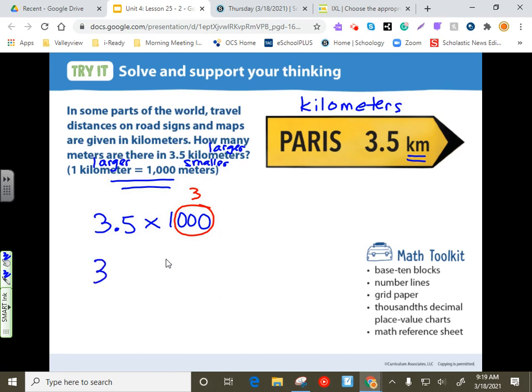So this becomes 3.5, and I'm going to move it one place, two places, and three places. And I'm going to put zeros there to give me 3,500 meters. I misspoke there. Okay, so 3.5 kilometers is the same as 3,500 meters.